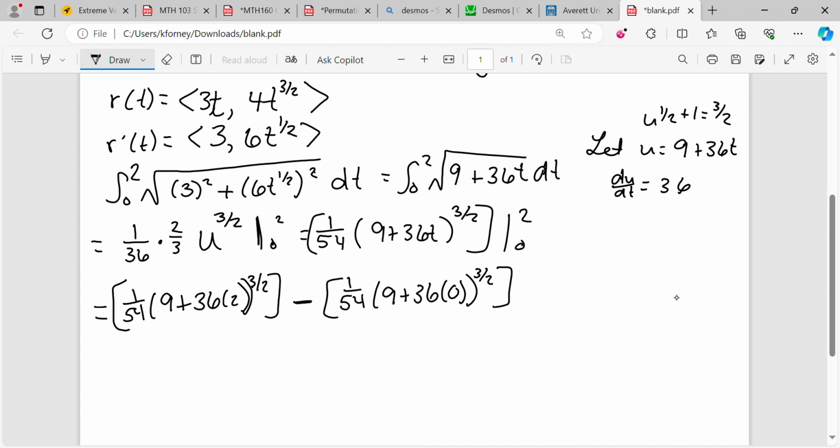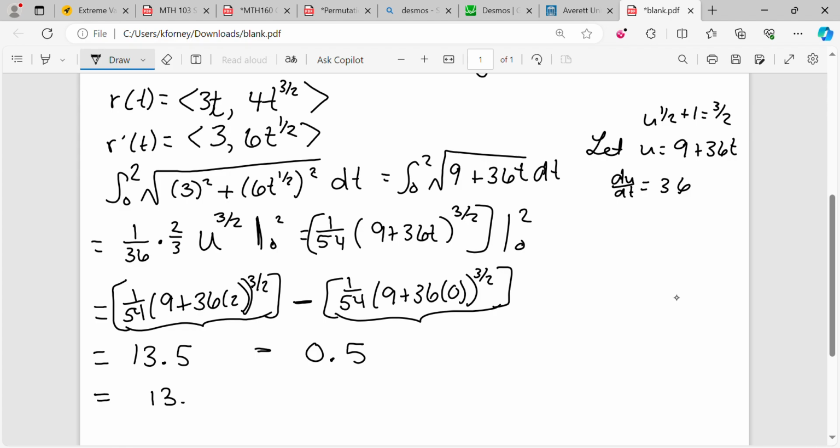Okay, and so when we do our math here, you would do 1 over 54 times 9 plus 36 times 2 to the 3/2. And you can put that in your calculator and do that. You should get 13.5. Then you would put this part in. So you would get 0.5. And so we'd have 13.